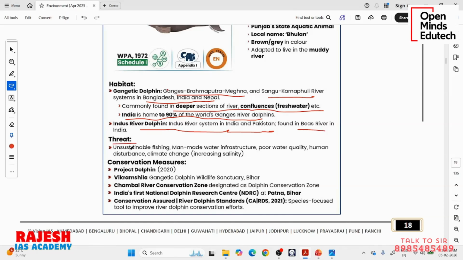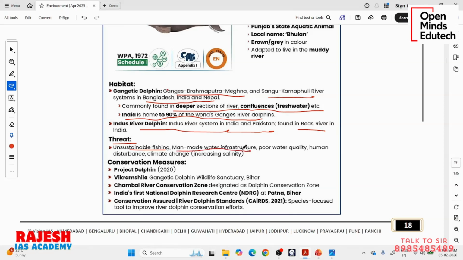So what are the threats? Unsustainable fishing, which kills all the prey species of the dolphin. Dolphins eat fish. If you hunt too many fishes from the river, dolphins will not have any prey to feed on. Also, dolphins may get caught in the nets, and you may also kill dolphins while you are hunting for other species. So unsustainable fishing is a dangerous thing.